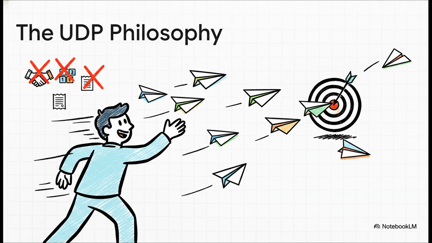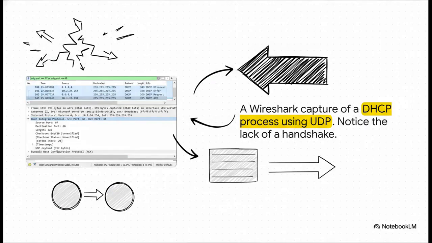Because UDP skips all the polite handshakes, the packet numbering, and the acknowledgments that make TCP so robust, it's way lighter and way faster. But here's the trade-off, and it's a big one. There's absolutely no guarantee that the packets will arrive at all, or if they do, that they'll be in the right order. And again, if you look at a network capture, the difference is just striking.